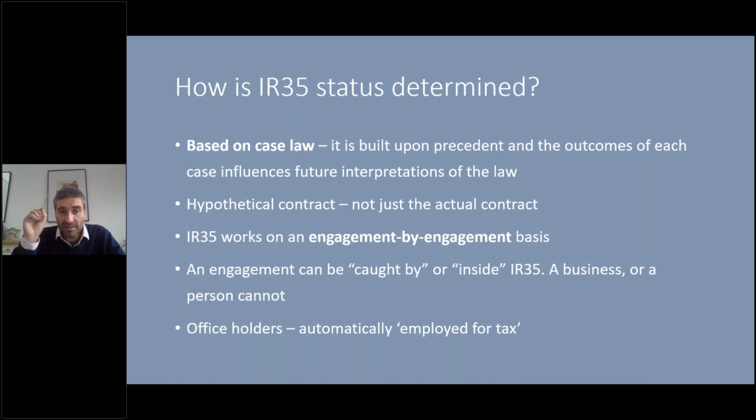And one final thing to make note of, and I will return to this issue at the end, office holders. If you are deemed to be an office holder, then you are automatically employed for tax. In other words, IR35 applies basically straight away if you're an office holder. An office holder is usually a company director, someone who sits on the board, something like that. I will talk a bit more about office holders in a bit.